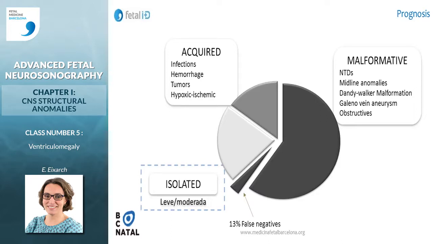Also, we have to take into account that when diagnosing a ventriculomegaly as isolated, in 13% of cases we will be wrong. In reality, it will be a ventriculomegaly with a malformative or acquired pathology that we were unable to identify. We should also share this information with the parents, that there is this rate of false negatives, and that we will try to reduce the false negatives with the complementary studies that we will perform throughout the gestation.